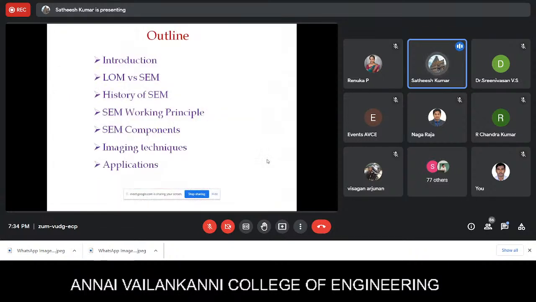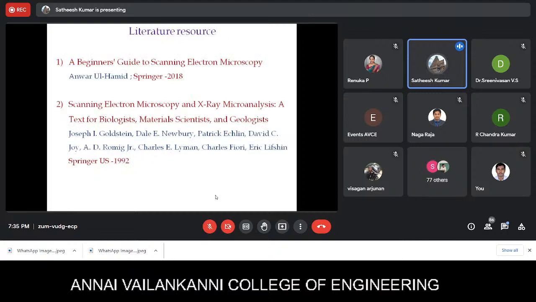My outline of the talk would be like this. I'll give an introduction. Then, I'm happy that we had an optical microscopy session just before us, so I'll give a comparison between light optical microscopy and SEM. We'll talk about the history of the SEM, its working principle, and the different components involved in an SEM system. I'll cover two very important imaging techniques commonly used during SEM imaging, and finally I'll come to the applications of SEM-based techniques. For further reading, most of the material I'm going to present in the coming slides is taken from these two textbooks.